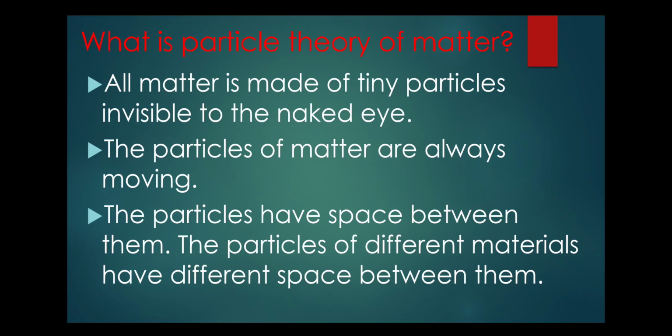What is the particle theory of matter? All matter is made of tiny particles, and these particles are invisible to the naked eye. We cannot see them with our eyes. So the atoms are very, very small. The particles of matter are always moving. So they are not still, they are moving. And the particles have space between them. The particles of different materials have different space between them. This is the particle theory.